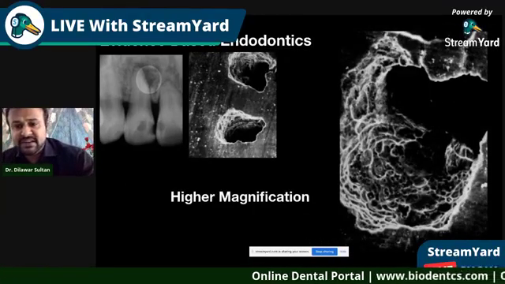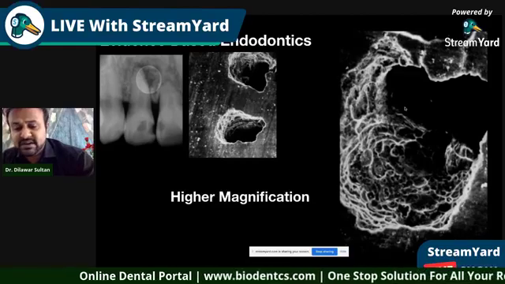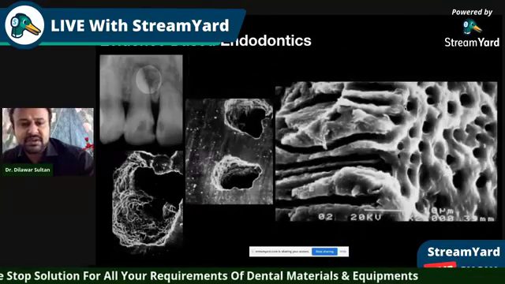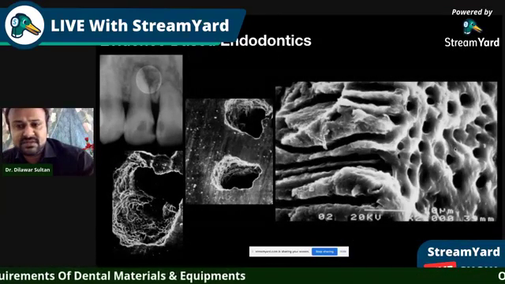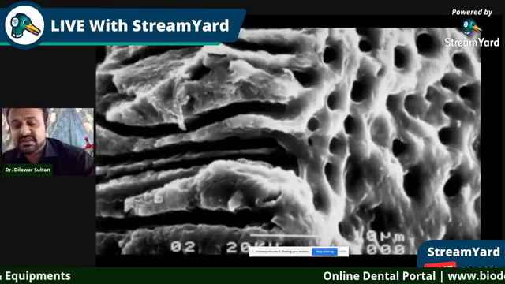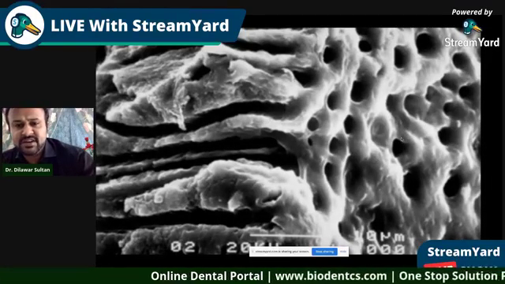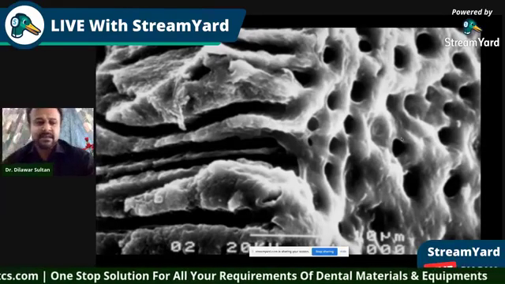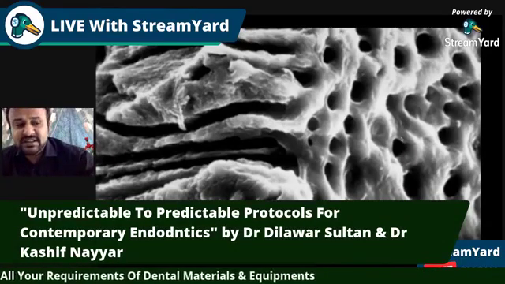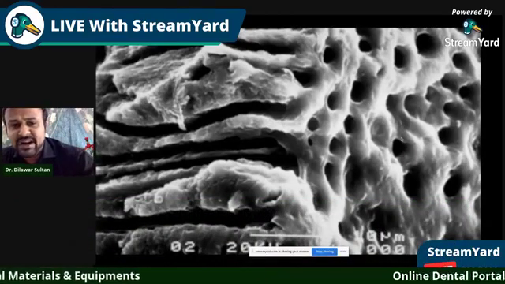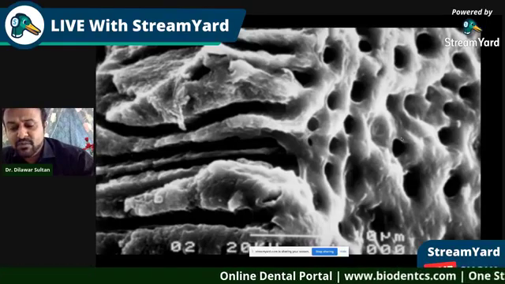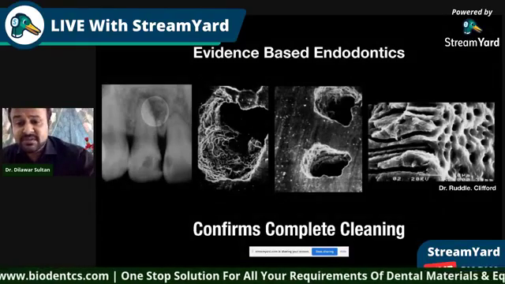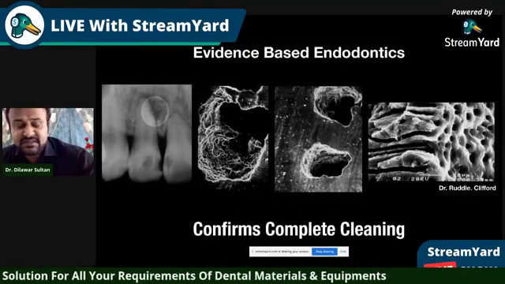Going to a higher magnification, showing the tubules at a higher level, it's all clean. There is no bacteria. Now going toward the internal surface, you see the collagen mesh, the peritubular dentine, the intertubular dentine, all well prepared for the sealer to flow and form a hermetic seal. The hermetic seal is basically a 3D seal: the coronal seal, the apical seal, and the lateral seal. The lateral seal forms once the sealer penetrates these tubules. So it confirms the complete healing of such teeth.